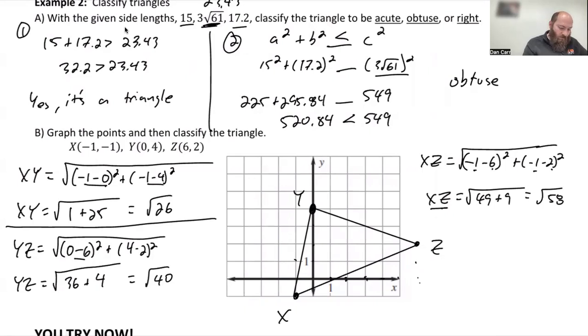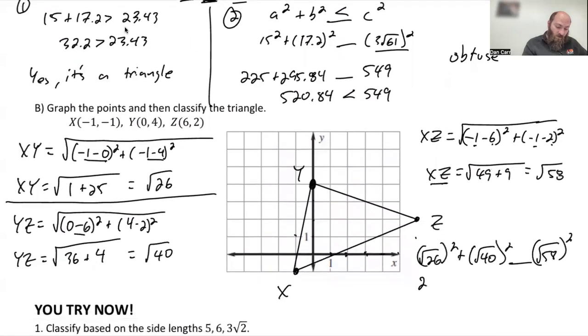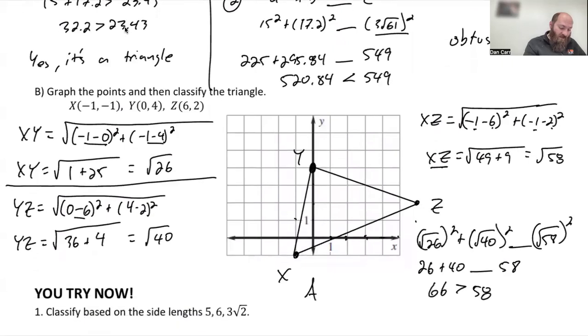How does the square root of 26 squared plus the square root of 40 squared compare to the square root of 58 squared? When I do this, I get 26 plus 40 compared to 58, and then I get 66 is greater than 58. So what I have is a squared plus b squared is greater than c squared. That makes this an acute triangle. So that's where my proof is right there.